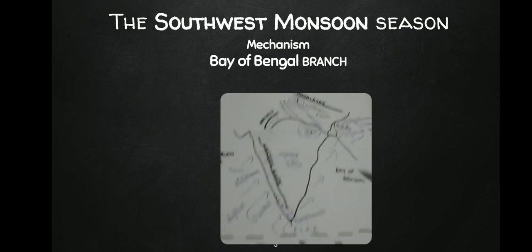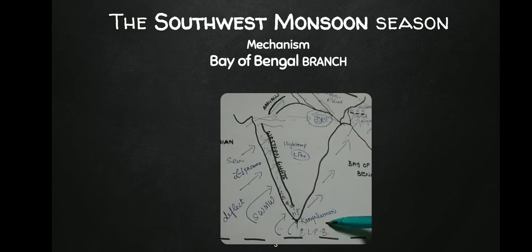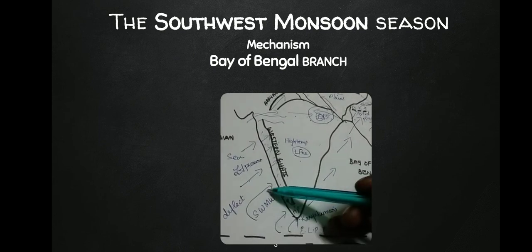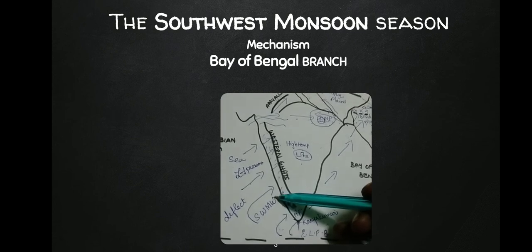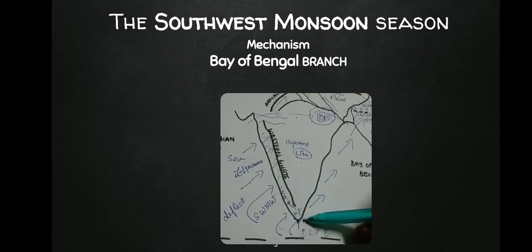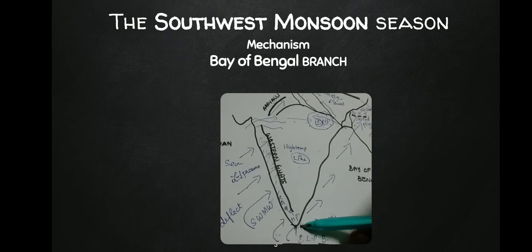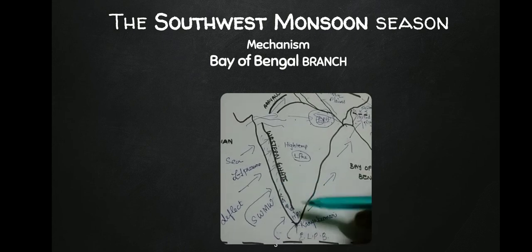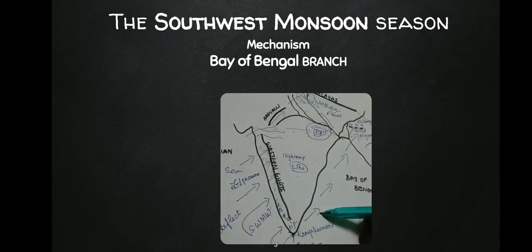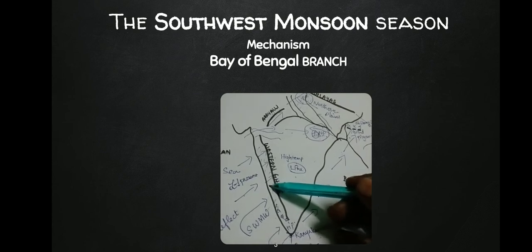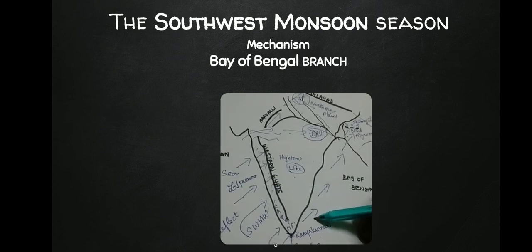Okay, so a quick recap. Southeast trade winds, when they deflect as southwest monsoon wind, get divided into two by hitting the tip of the peninsula as the Arabian Sea branch and the Bay of Bengal branch. We have discussed in detail the Arabian Sea branch. Today we have seen the Bay of Bengal branch.